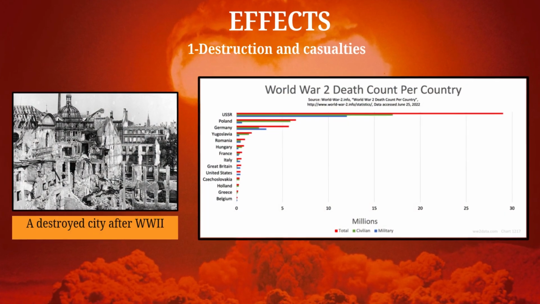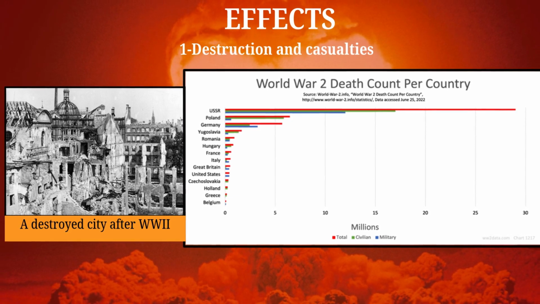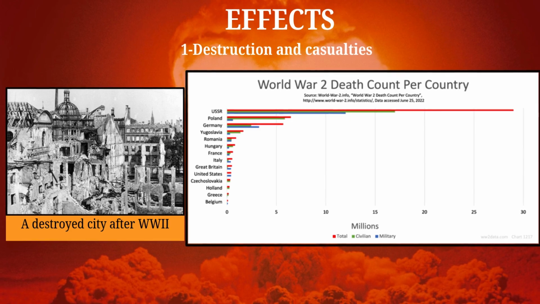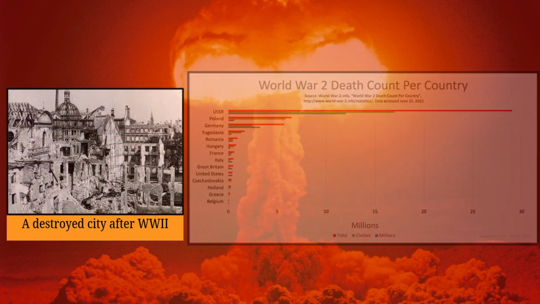World War II caused a lot of destruction in the countries involved in it. An estimated 4 crore to 5 crore died in it. You can see the death count per country in this data. In the data here, you can see that the Soviet Union had the highest death count of all the nations who were involved in the Second World War.